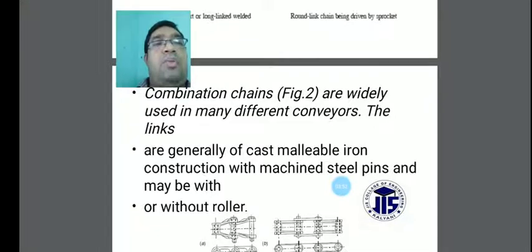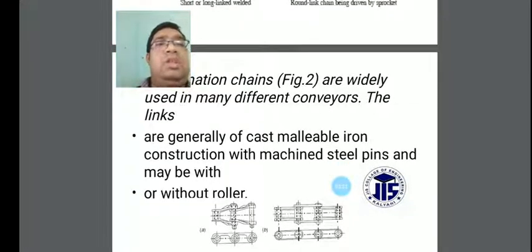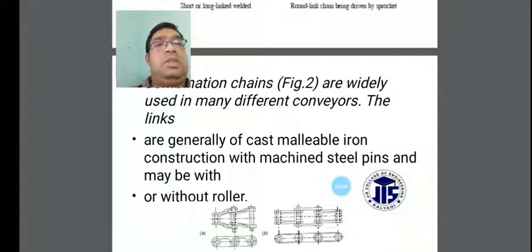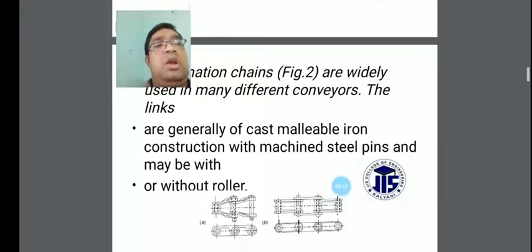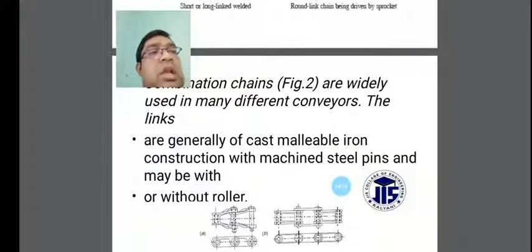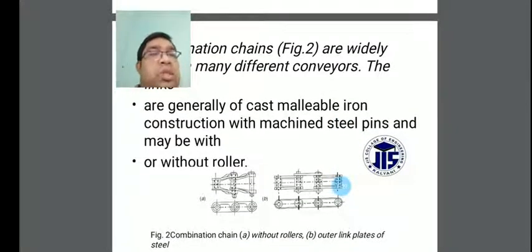This chain is of general cost, with malleable iron construction, machine steel pins, and with or without rollers. The construction is with cast malleable iron and steel pins. It is costly, and this is the combination chain.